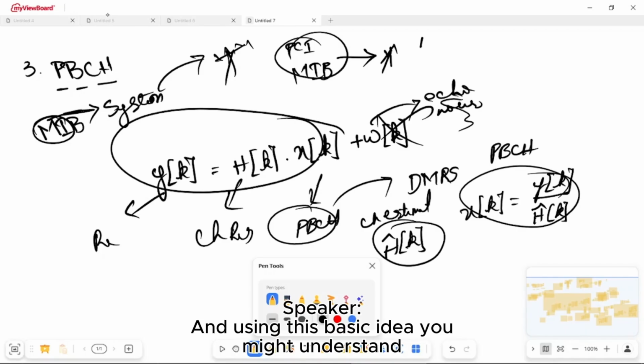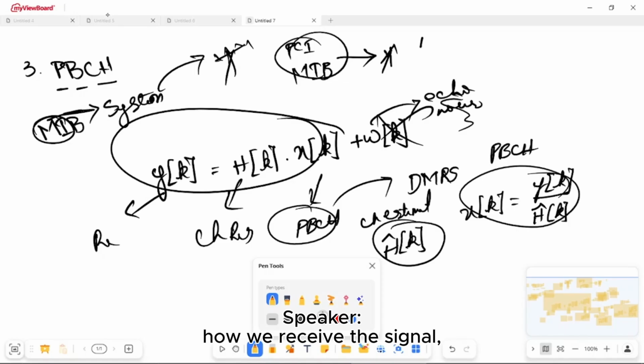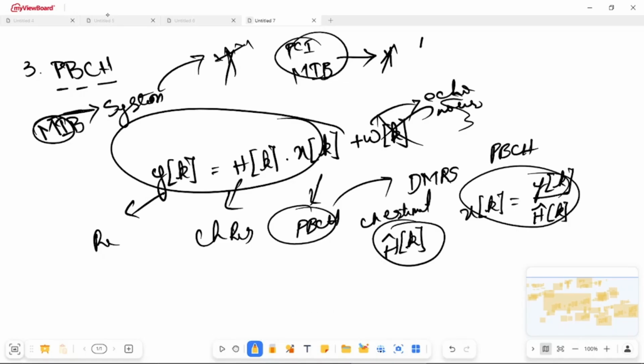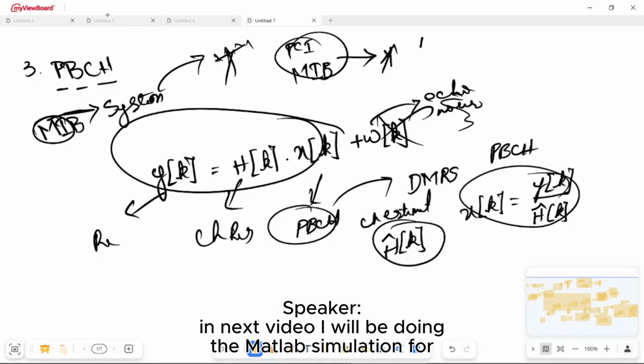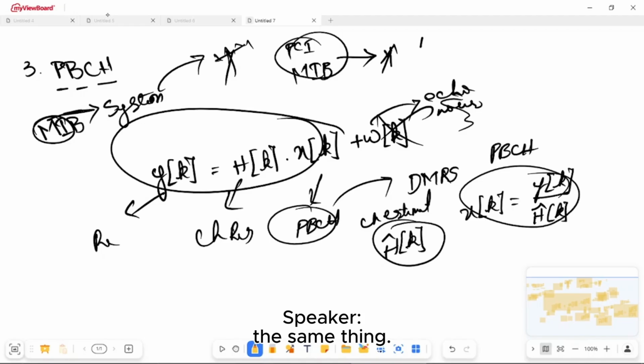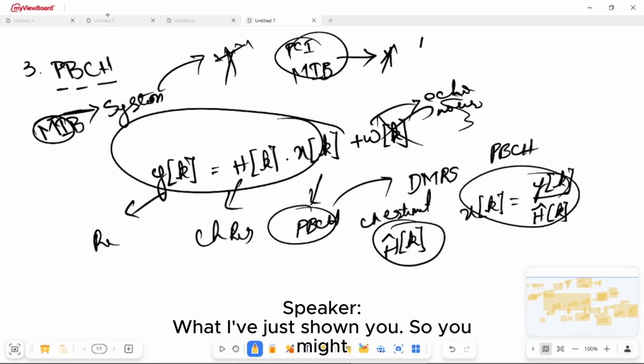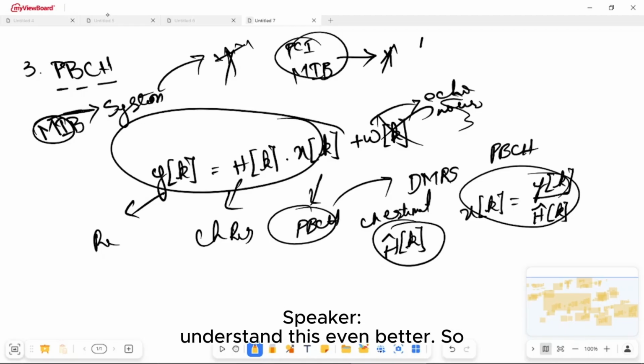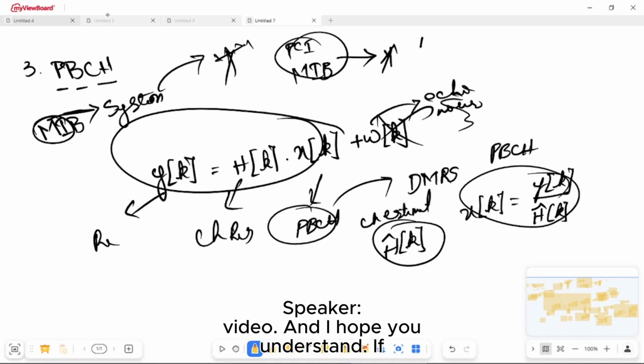Using this basic idea, you might understand how we receive the signal. In the next video, I will be doing the MATLAB simulation for the same thing I just showed you, so you might understand this even better. This is the theoretical part of the video, and I hope you understand.